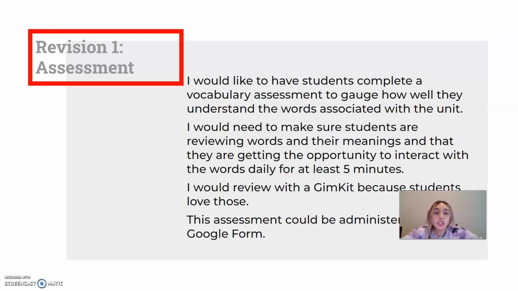I would need to make sure that the students are reviewing the words and their meanings and that they're getting opportunities to interact with the words, and having authentic opportunities to do that. I always like using Gimkit because students love that. Anytime that we use Gimkit, they're having a blast. And then I would administer the assessment via a Google Form. So that's something I really want to do every time I teach one of these lessons.